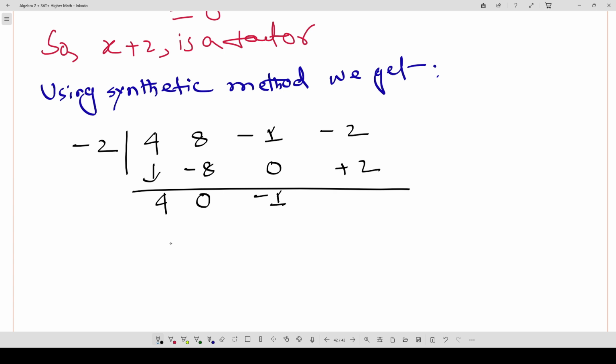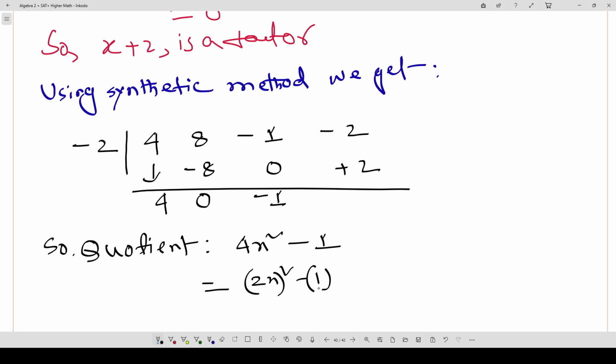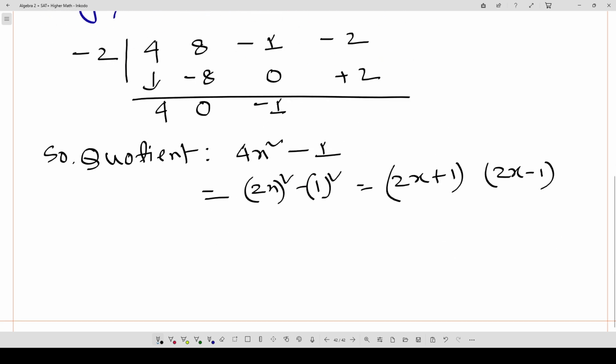Now look, so the coefficient. So quotient here is a 4x square and then minus 1. So it can be written 2x square minus 1 square. So it will be 2x plus 1 and then 2x minus 1.